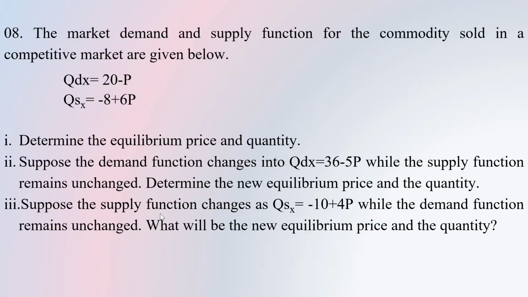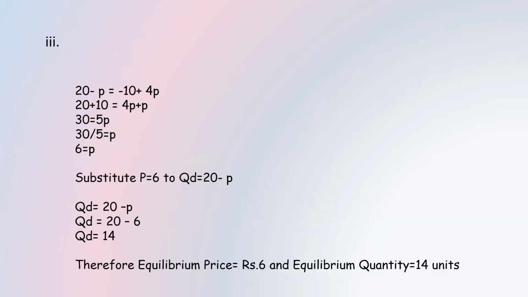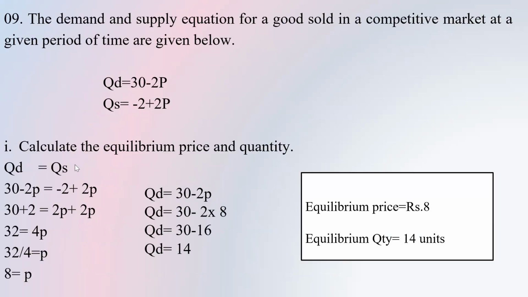What will happen? Third one, suppose the supply function changes minus 10 plus 4p. Then with the initial demand, which we have as 20 minus p, that we have to change the supply function as minus 10 plus 4p. 20 minus p minus 10 plus 4p, right? So likewise, then we can have the value for p and value for qd. So that already gave, right?